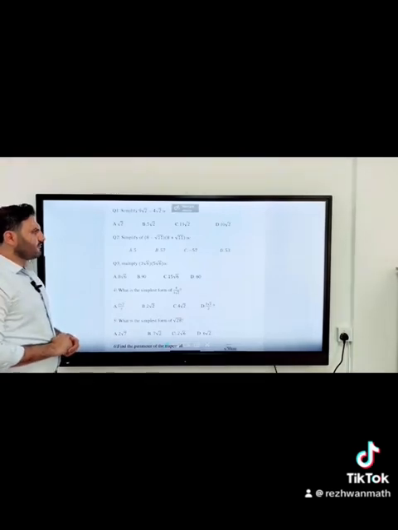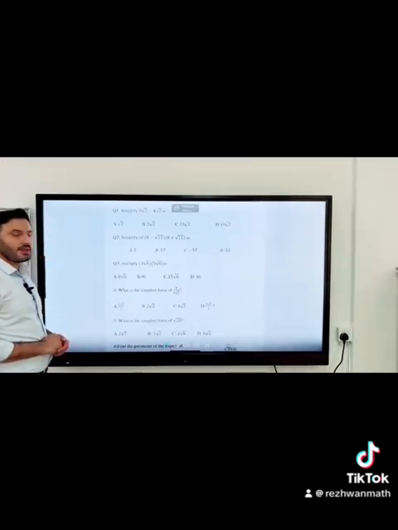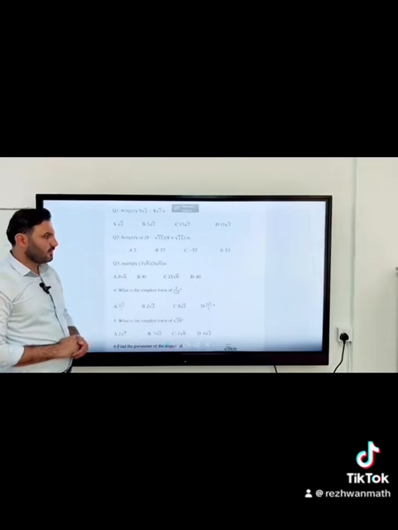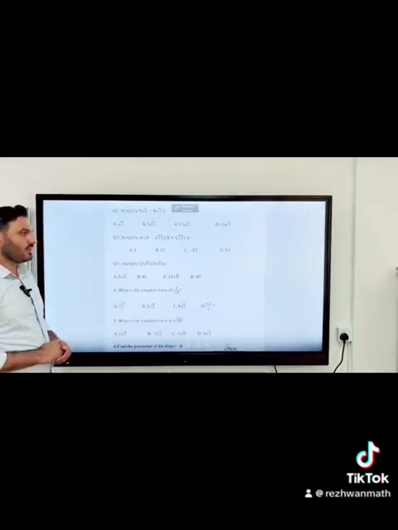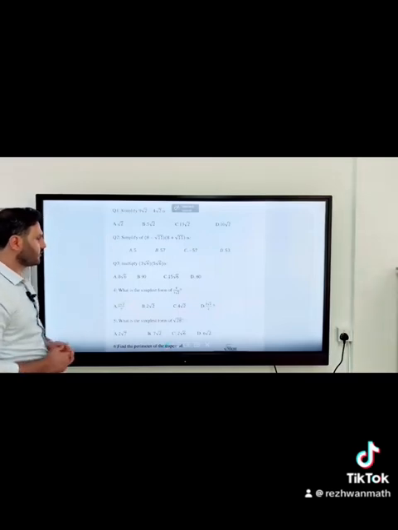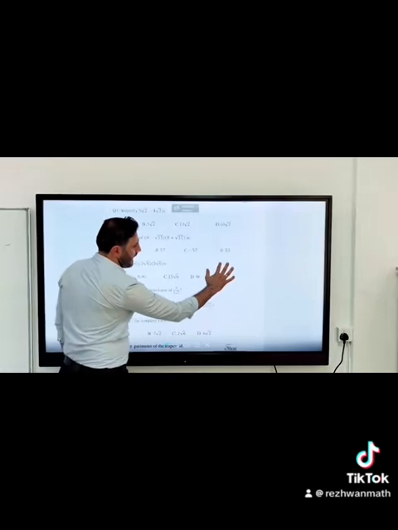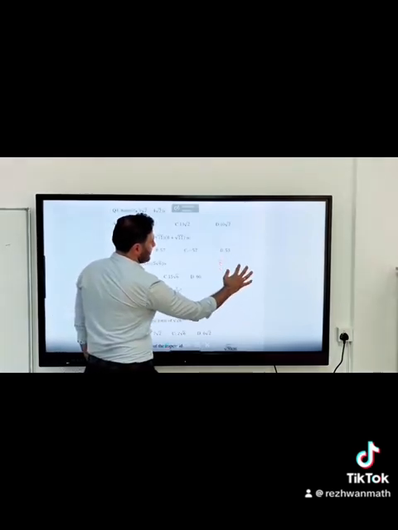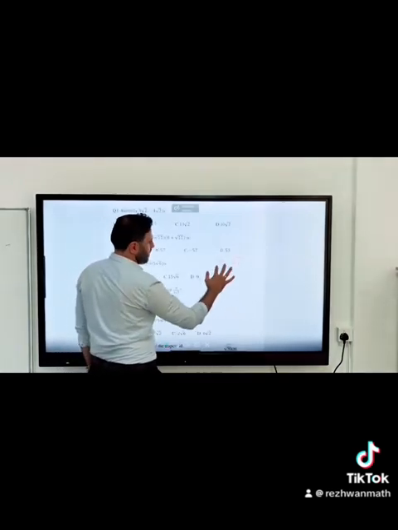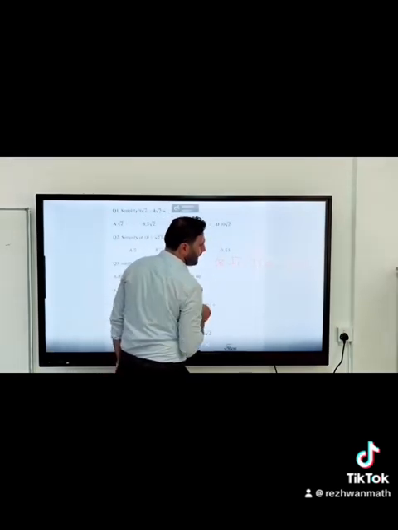Question 2. Simplify 8 minus square root 11 times 8 plus square root 11. Is it 5, 57, negative 57, or 53? Which one is the right answer? Okay, I'll solve it. Look: 8 minus square root 11, and 8 plus square root 11.